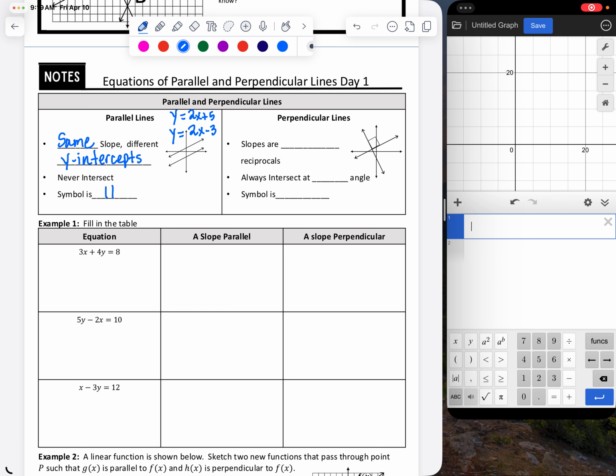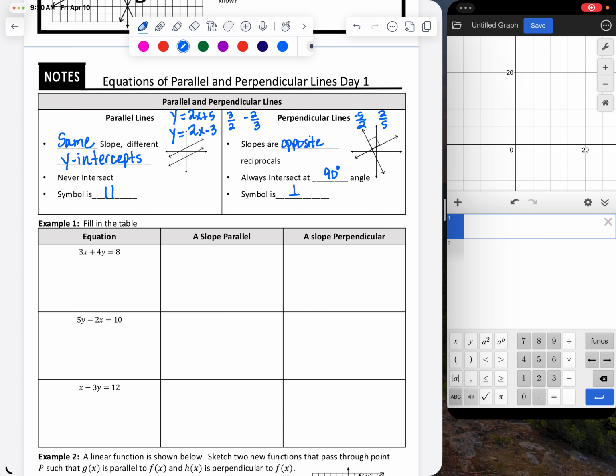Perpendicular lines have slopes that are opposite reciprocals. So an opposite reciprocal would look like if you had positive 3 over 2, the reciprocal would be 2 over 3, and the opposite of positive 3 over 2 is negative 2 over 3, excuse me. If I had something like negative 5 over 2, the opposite reciprocal would be positive 2 over 5. Perpendicular lines always intersect at 90-degree angles, and their symbol looks like an upside down T.